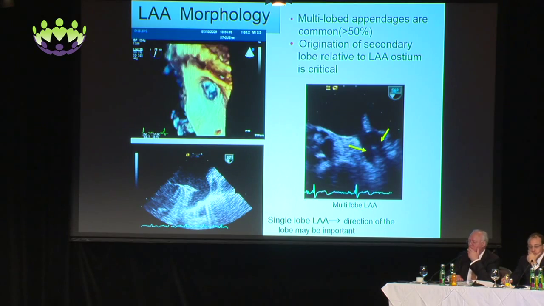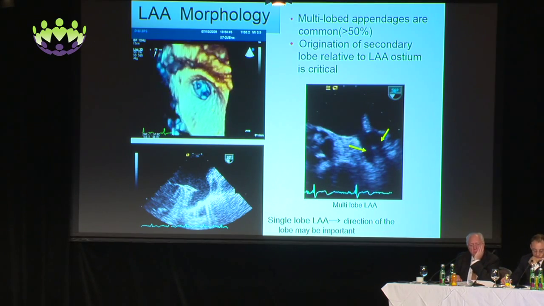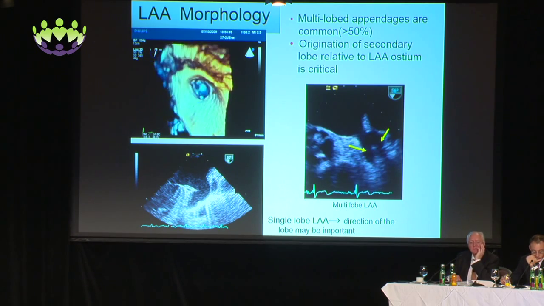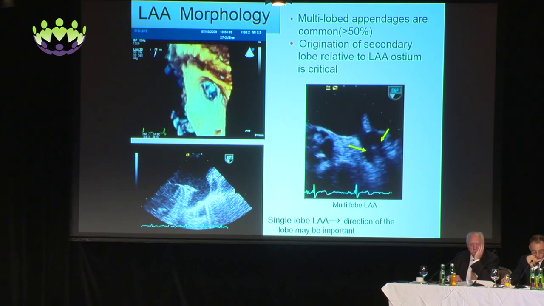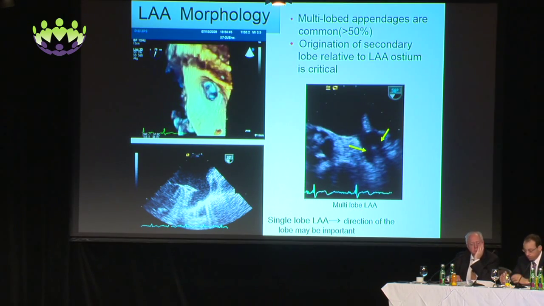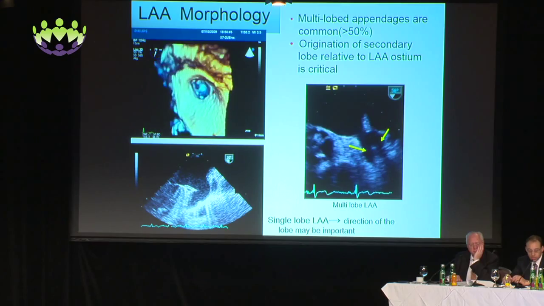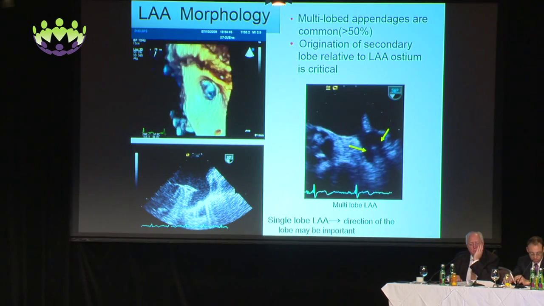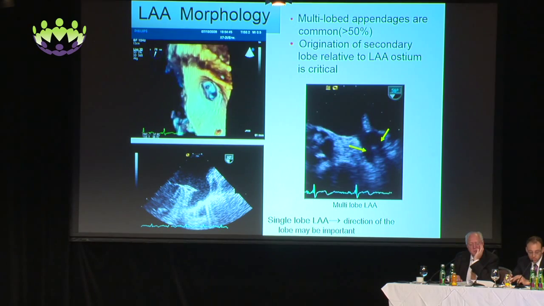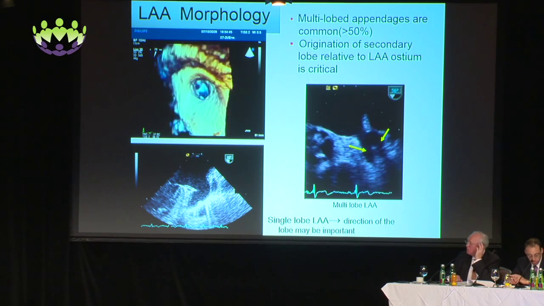So this is a very important point in my eyes for interventionists who are going to close left atrial appendages. So the lobes, and we already heard that in more than 50% of patients, we have 2 or more lobes. This can be problematic when one of these lobes is originating very close to the ostium, especially if you think you implant a Watchman device. This could be a lobe you can't cover with a device.